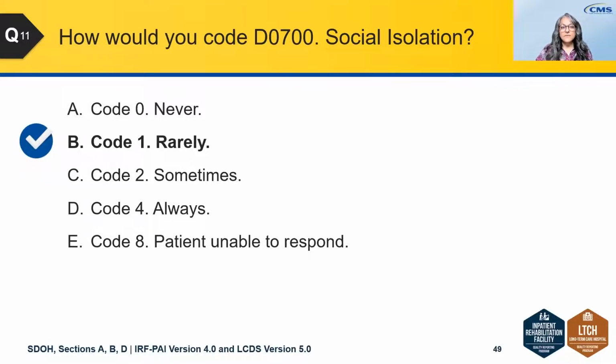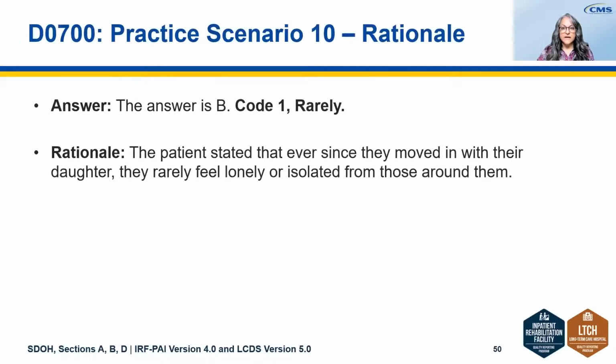And the answer to this is B, code 1, rarely. And about 66% of folks got this correct. We have some split between sometimes and never. So the answer is B, code 1, rarely. And the rationale is that the patient stated that ever since they moved in with their daughter, they rarely feel lonely or isolated from those around them.